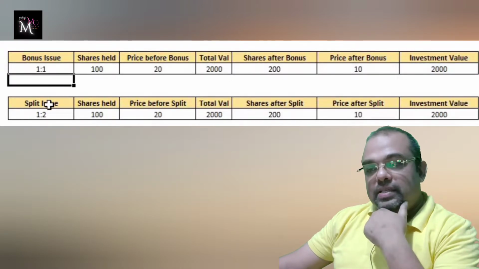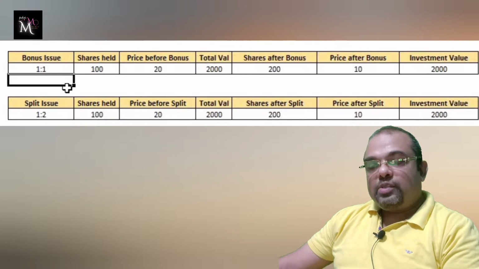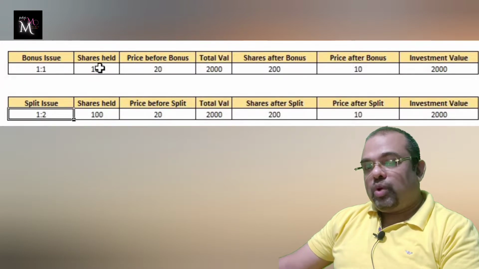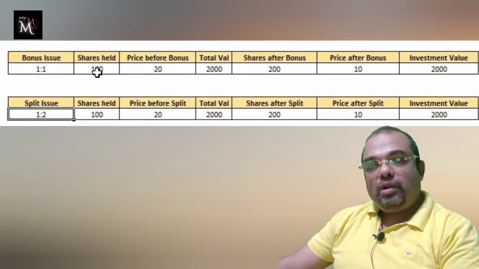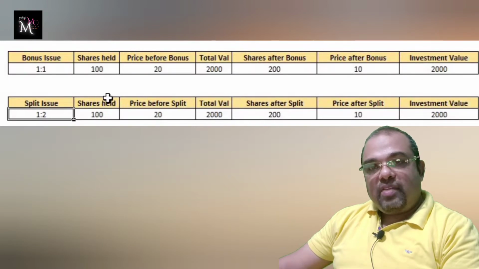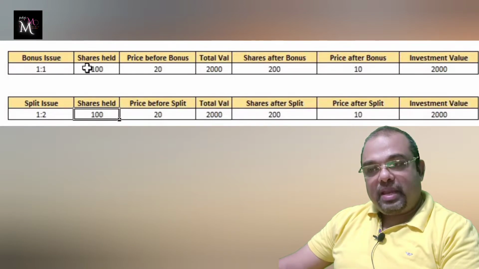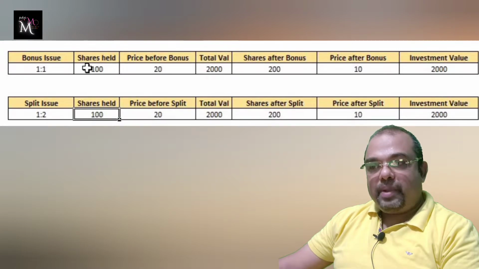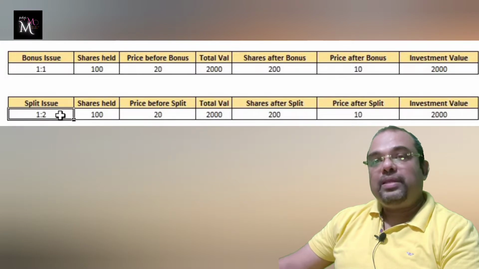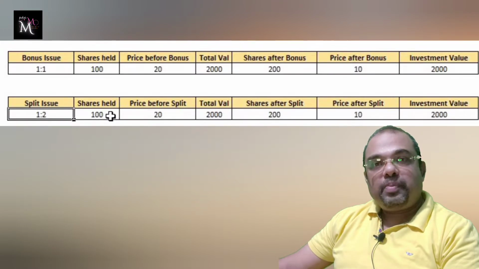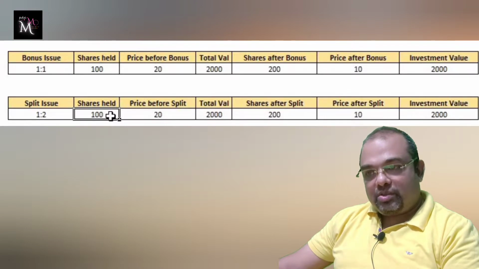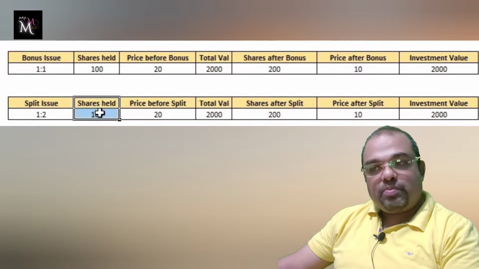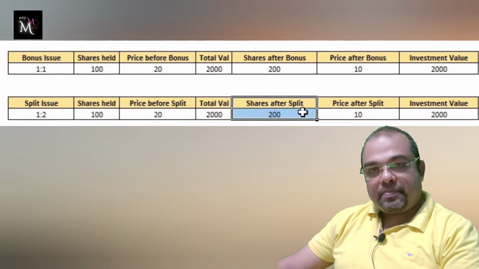Now let's look at the split issue. Well, a split issue says a split of 1:2, which means one share is split up into two shares. So what does that mean? That means if you have 100 shares in a company, it's going to be split up into 200 shares. It's just split, one share is split up into two pieces. So 100 shares are going to be split up into 200 pieces. So now shares before the split is 100, shares after the split is 200.